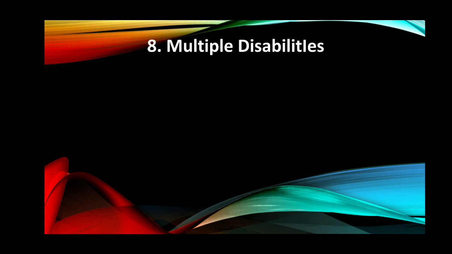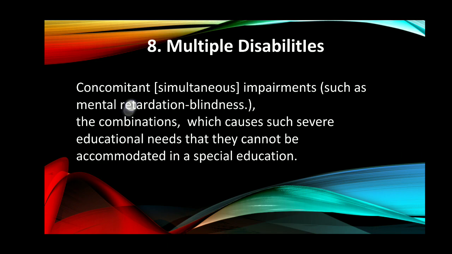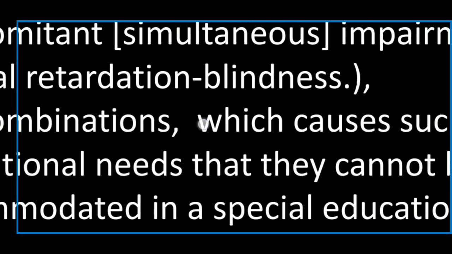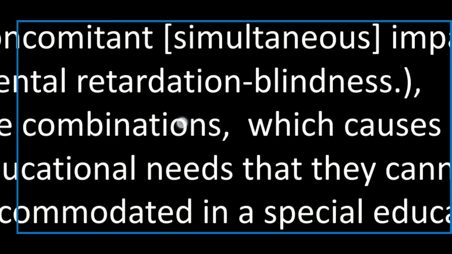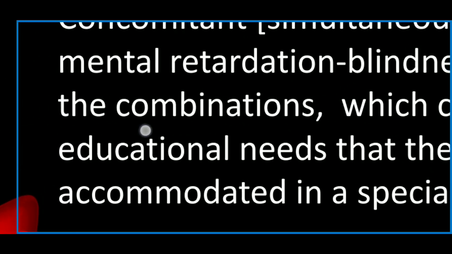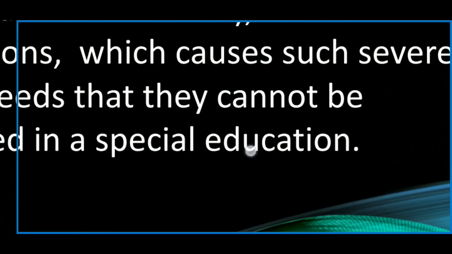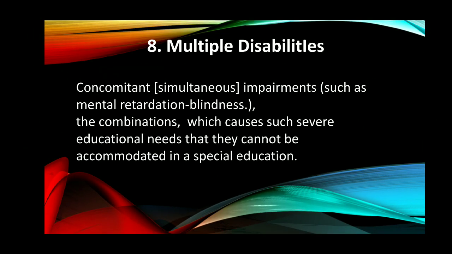So, we have talked about the 7 disabilities in the first part of the video, and today we have number 8, multiple disabilities. These are simultaneous impairments such as mental retardation and blindness, or mental retardation and orthopedic impairment. This combination causes such severe educational needs that they cannot be accommodated in special education programs. Deaf-blindness is not included in this category. You can add mental retardation with blindness, or mental retardation with orthopedic impairment, and other conditions like that.